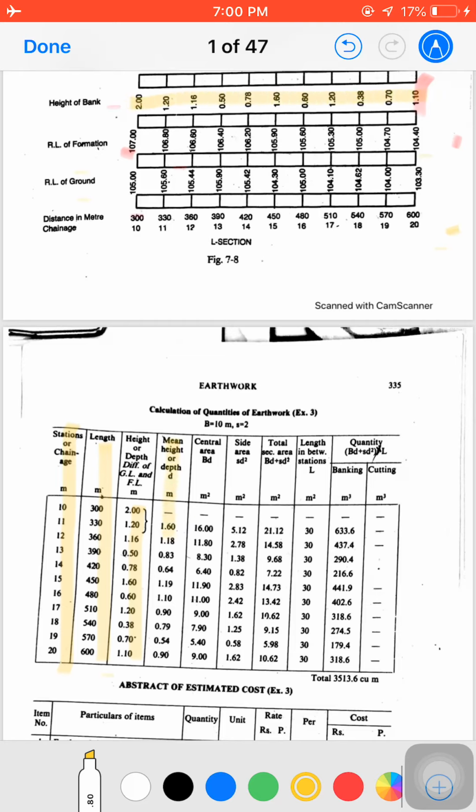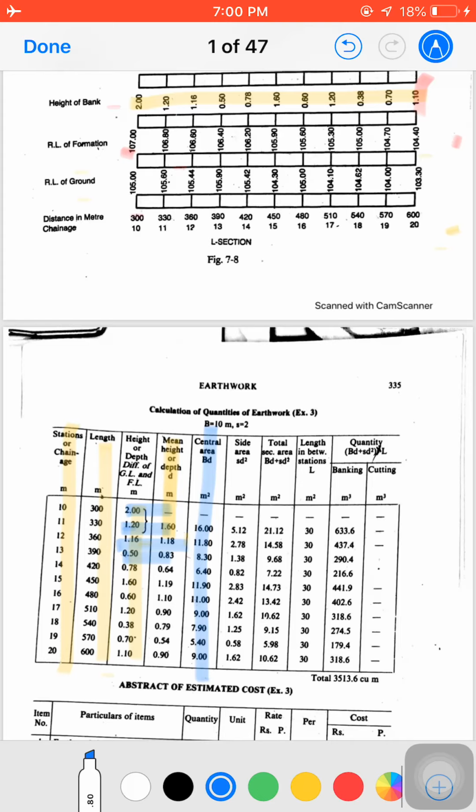Then you have to take mean depth, which will be 2 plus 1.2 divided by 2, you get 1.6. Then 1.2 plus 1.6 divided by 2, you get 1.18. 1.16 plus 0.5 divided by 2, you get 0.83. Similarly, you have to take the mean depth for all the chainages. So after calculating the mean depth, you calculate the central area BD.